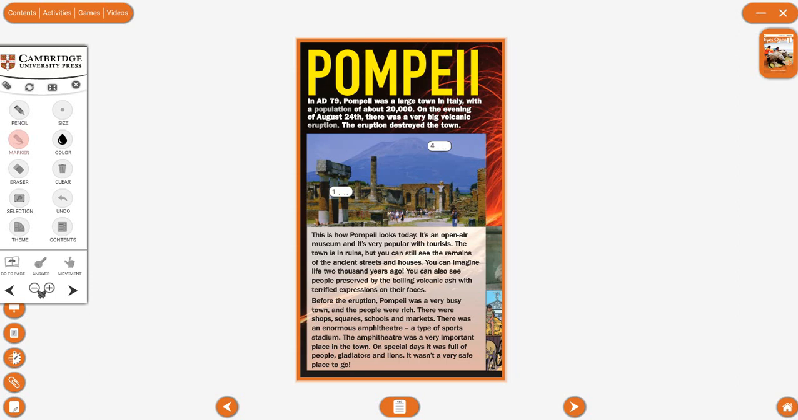I will say the meaning of eruption again. What does it mean, eruption? Eruption means in Turkish, patlama. Now write the meaning of eruption. The eruption destroyed the town. Destroyed, what does it mean? Destroy means in Turkish, yok etmek. Write the meaning of destroy, please.